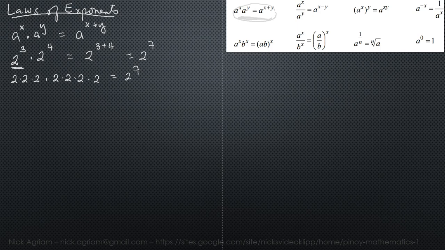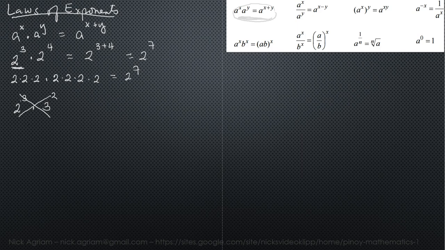You can only use this when you have the same base. You cannot use this when you have, for example, 2 raised to 3 multiplied by 3 raised to 2. If you have this kind of problem, then you need to calculate 2 raised to 3 and then calculate 3 raised to 2 and then multiply them: 8 times 9, 72, for example. So you cannot use this law of exponents when we don't have the same base.